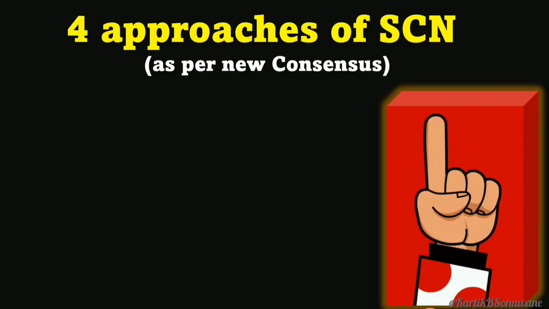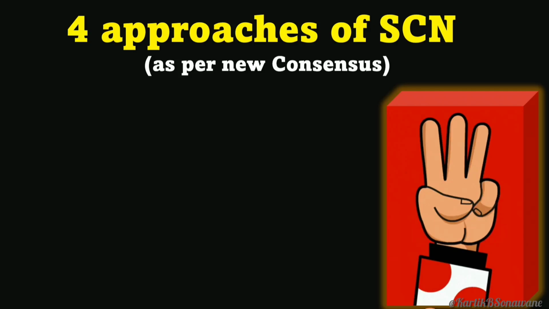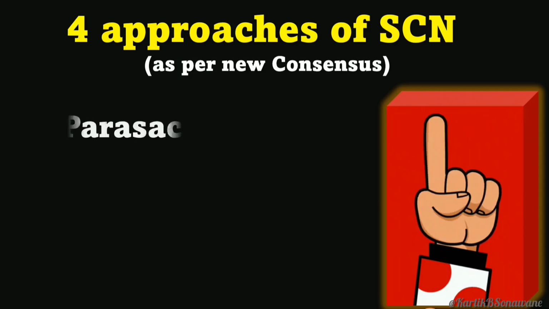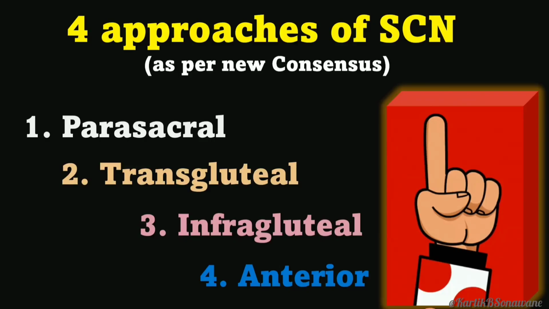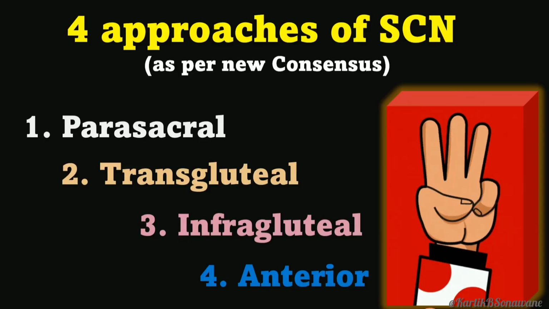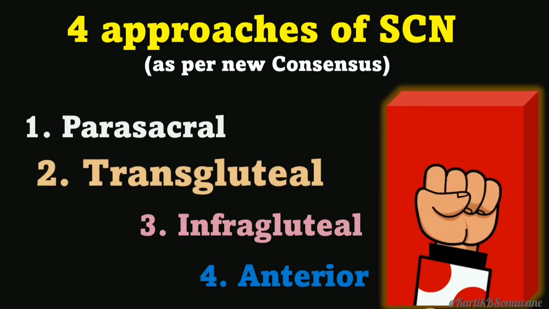So, a total of 4 main approaches to the sciatic nerve are currently recognized: parasacral approach, transgluteal approach, infragluteal approach, and anterior sciatic approach. Let's understand the transgluteal approach.